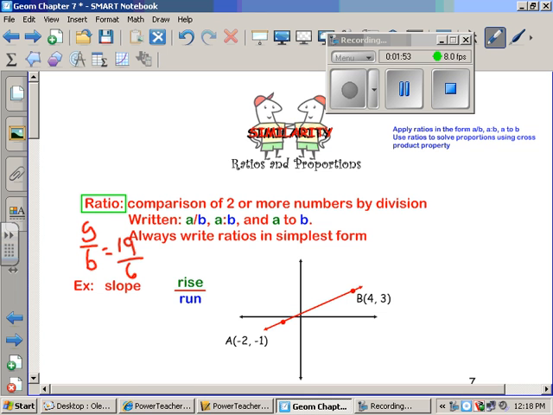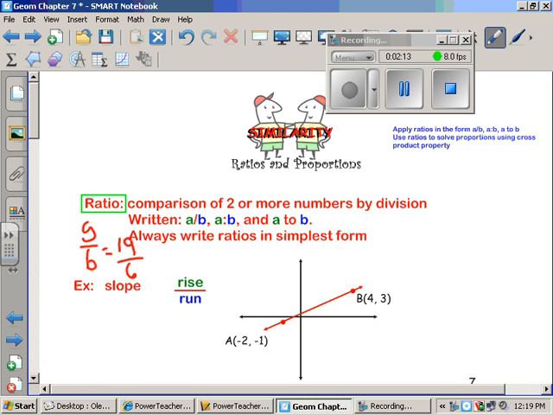All right, and you always want to write ratios in simplest form. Okay, just get in the habit. Do not leave a fraction as 6/8. Just get used to reducing it down to 3/4. Ratios always need to be in the lowest terms.